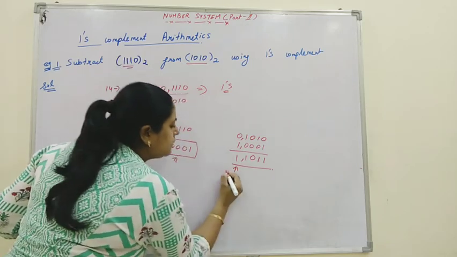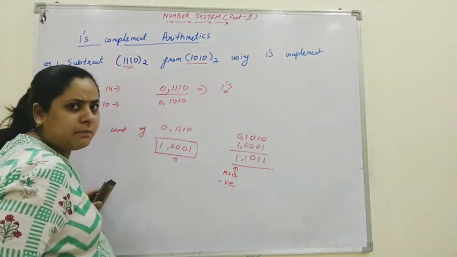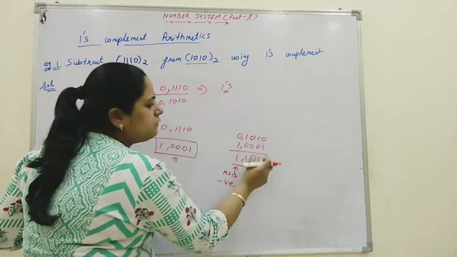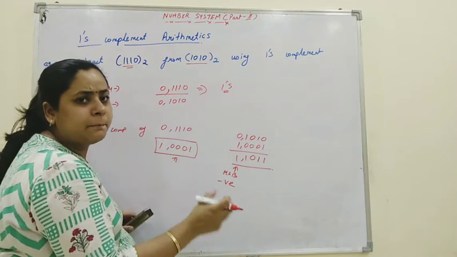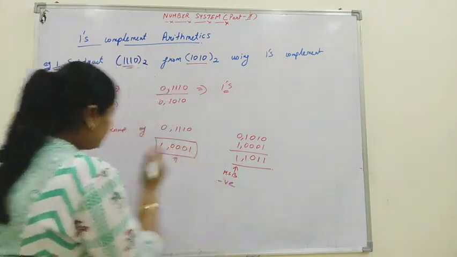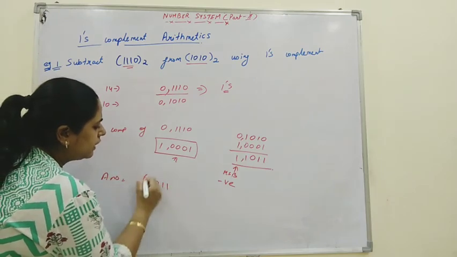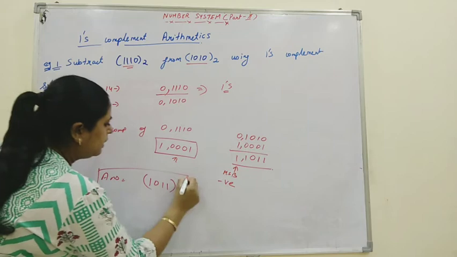This 1, that is the most significant bit, shows that it's a negative number. And 1, 0, 1, 1 is equivalent to 4, which is in 1's complement form. So our answer will be 1, 0, 1, 1. This will be our answer.